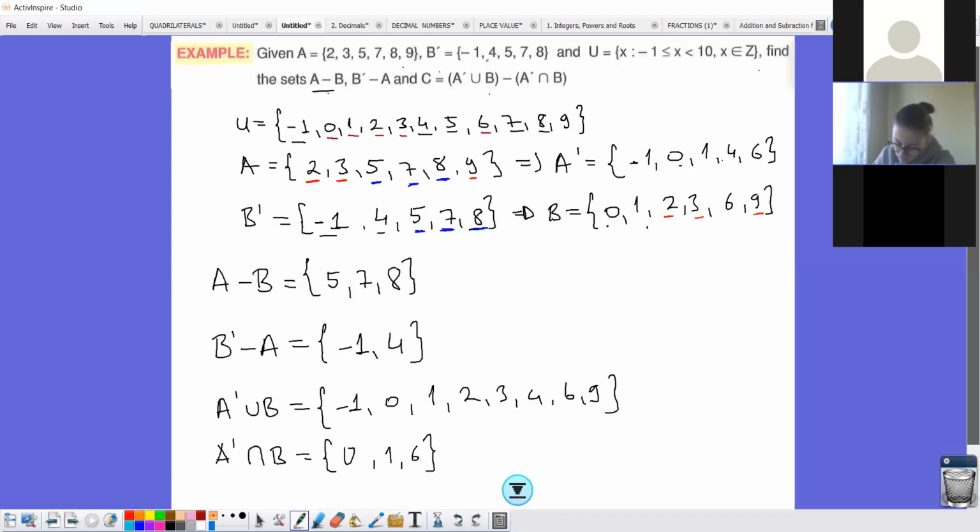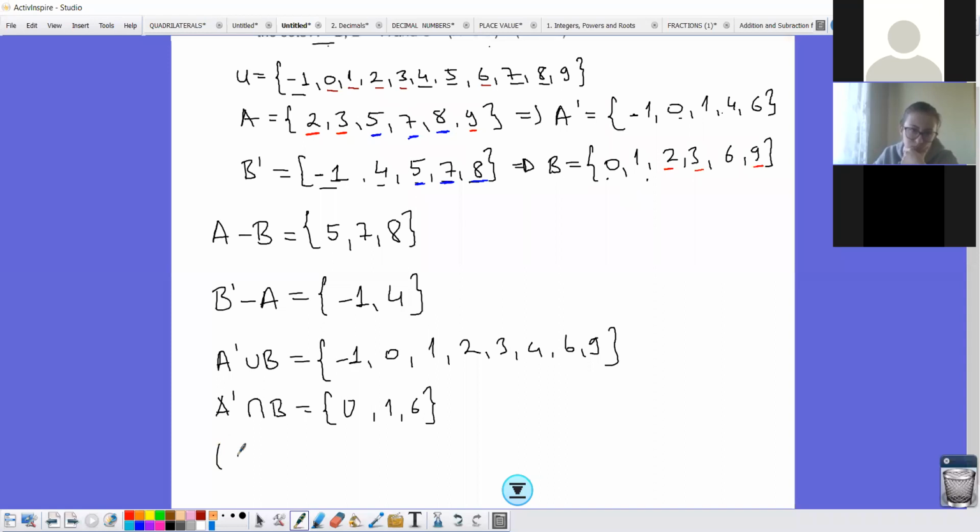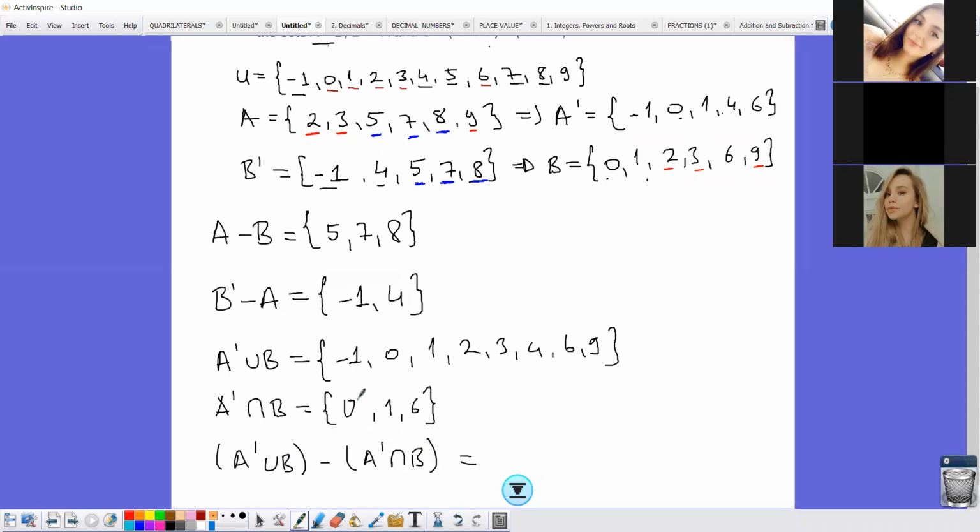Now, what do we need to find? The difference of these two. So A prime union B, difference A prime intersection B: we'll take out these elements. Then what is left? -1, 2, 3, 4, and 9. -1, 2, 3, 4, and 9 will be C.